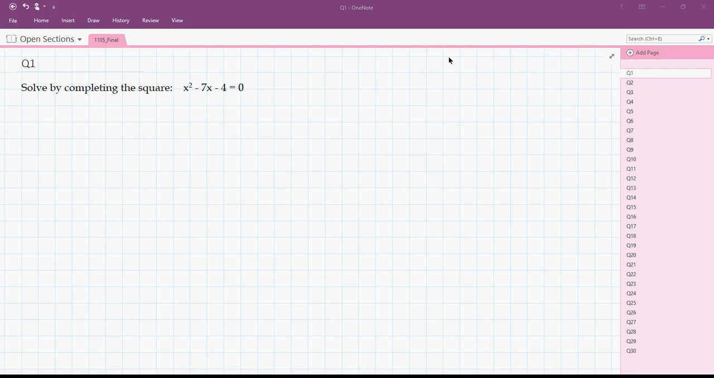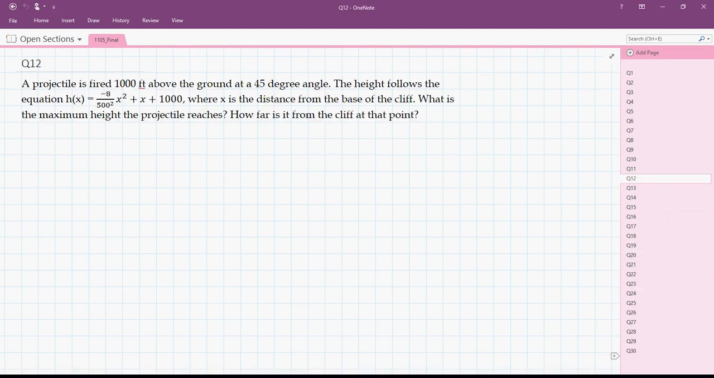So this is our review for 1105, final exam. We're going to start on question 12. So I have a projectile fired 1,000 feet above the ground at a 45-degree angle. The height follows the given equation. So we don't have to actually determine the equation. It's already given to us, where x is the distance from the base of the cliff.